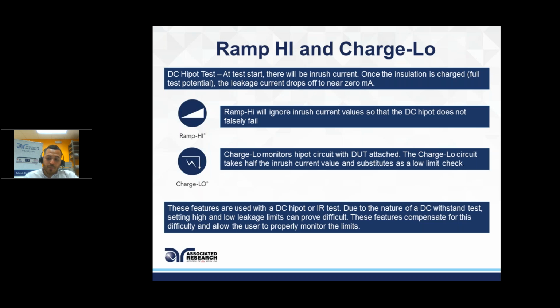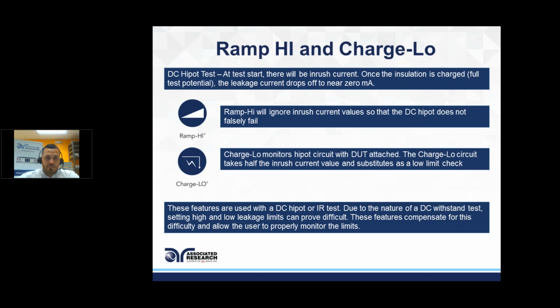Because if you're truly leaking an amount that should be a failure, then guess what? You'll also leak that same amount during the dwell time, the dwell time being your actual test time. So if I can get you through that ramp time, past the capacitive qualities of your DUT, then during the dwell time we'll measure your real results, which are purely resistive and will probably be very close to zero.